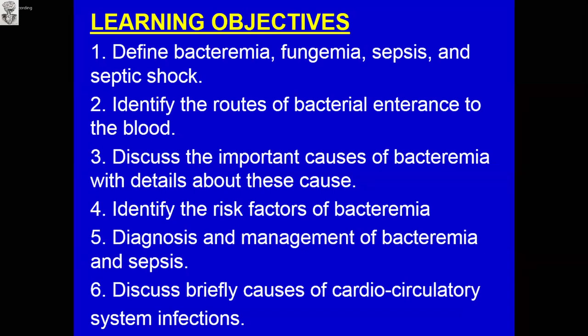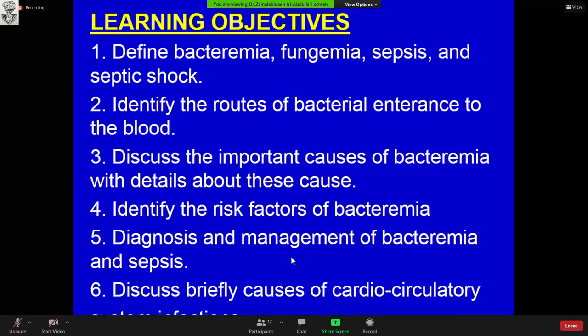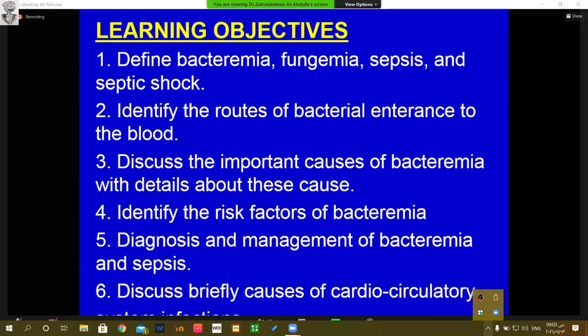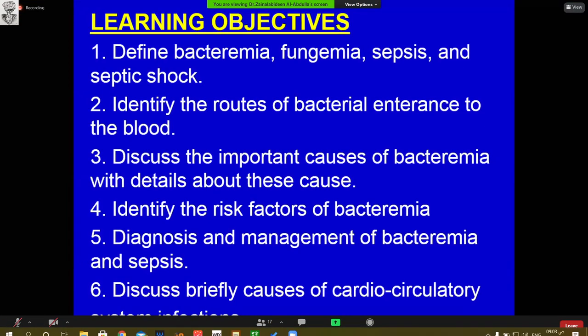And the details will be regarding what types of bacteria will be encountered, whether gram positive, gram negative, or anaerobic bacteria. We will talk first about gram positive and gram negative, and then we postpone the anaerobic bacteria to the end of the lecture because it is a very special entity. What are the risk factors for bacteremia? Diagnosis and management of bacteremia and sepsis. And lastly, to discuss briefly the causes of cardiocirculatory system infection in general. Heart and circulation, but mainly it will be about the blood. The blood is part of the cardiocirculatory system.